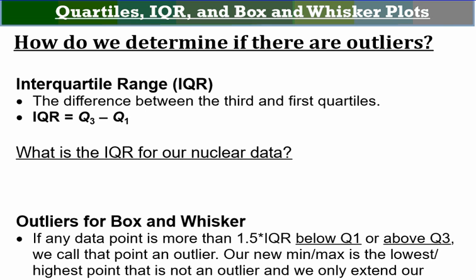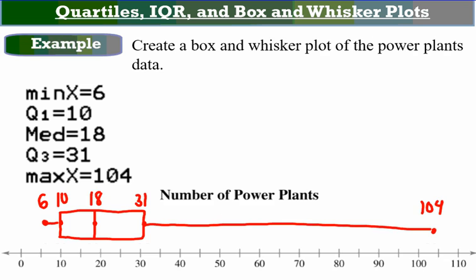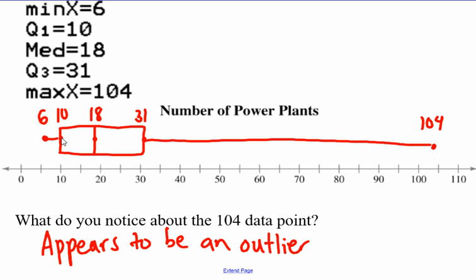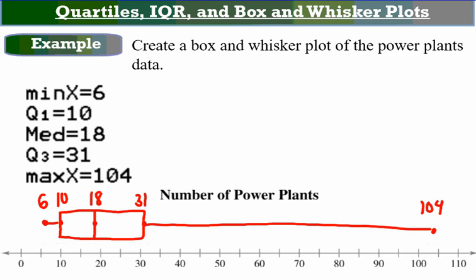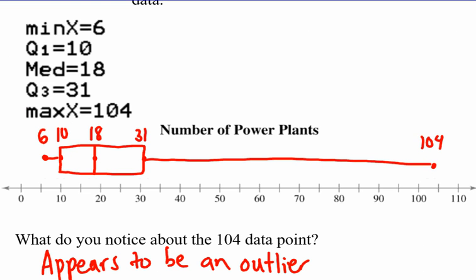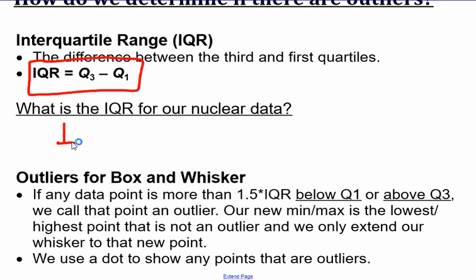And in order to determine what an outlier is, you first need to know something about what's called the interquartile range. The interquartile range is nothing more than how wide was this box that I drew. It's the difference between quartile 1 and quartile 3. So the interquartile range is the difference between the third and the first quartiles. It's how wide was that middle 50% box that I drew. Where are the middle 50%? How far apart are they? So the interquartile range is quartile 3 minus quartile 1. For our nuclear data, like I said, that'd be 31 minus 10. It'd be 21.